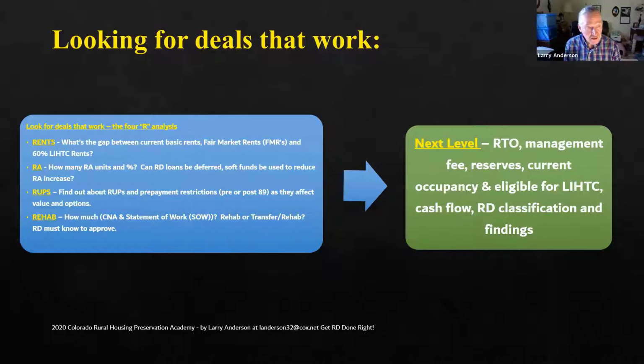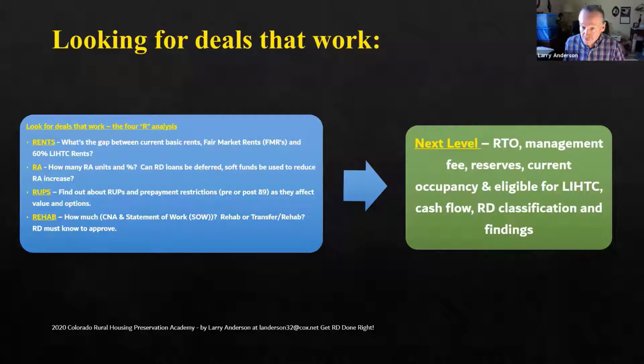And then the final one of the 4 R analysis is the rehab. RD is going to eventually require you to get a CNA, but this is also going to affect the transaction. RD is going to want to make sure the rehab is addressed in some shape or form. And the more rehab you have to do, the more expensive the transaction is going to be. So those are your 4 keys: the rents, the rental assistance, restrictive use provisions, and rehab.